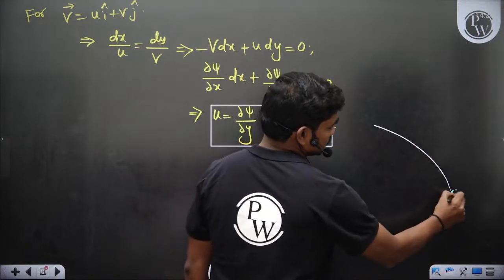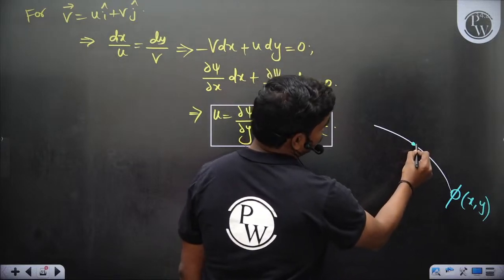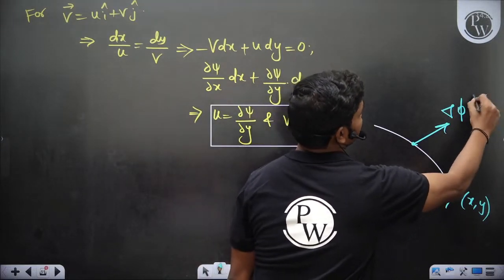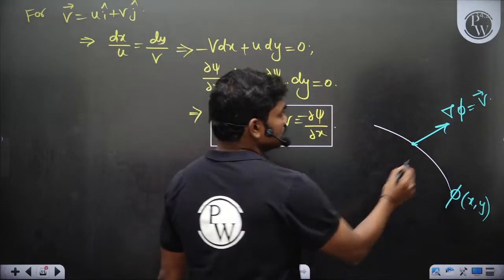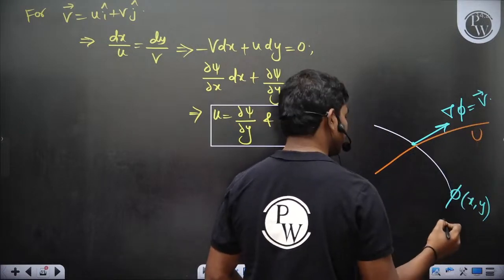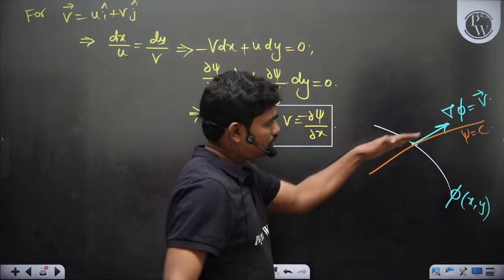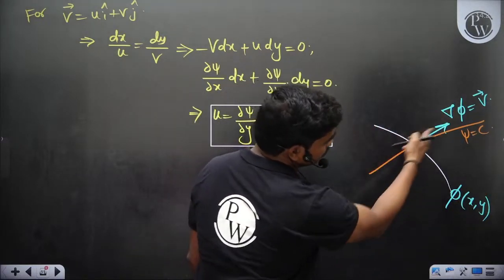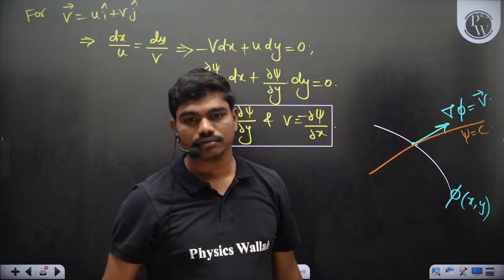If you see, this is some function. At this point, if you take a normal, this normal is given by gradient of phi, which is velocity. And the stream function is such that this same velocity is tangent to this curve. So for one curve it is normal, for one curve it is tangent. Then what should be the angle between these two curves when they are intersecting?